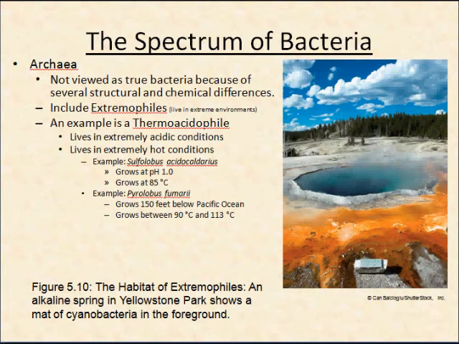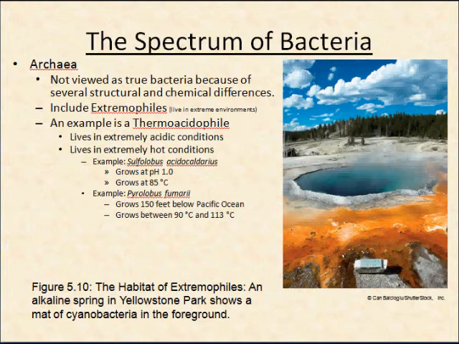Now, we've been talking about general characteristics of bacteria. Let's talk about the different types. There is archaea, and these are not viewed as true bacteria because of several structural and chemical differences in the way that the cell wall is put together and certain things in their RNA. But within that group is a class of organisms that we refer to as extremophiles. And these are ones that live in some very extreme environments. And a couple of examples.